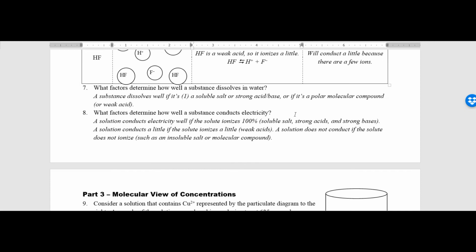And molecular compounds such as methanol, CH3OH, which is a polar molecular compound, will mix with polar molecular water, but they don't dissolve in each other. They just mix because they're both polar and they attract each other, but they don't create ions, and they don't create free-flowing electrons.